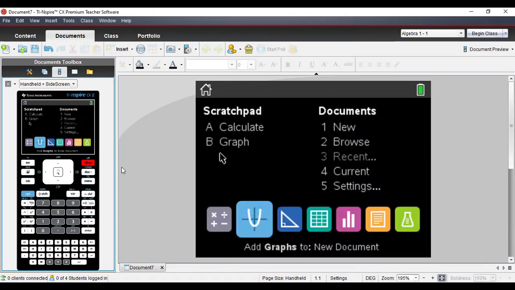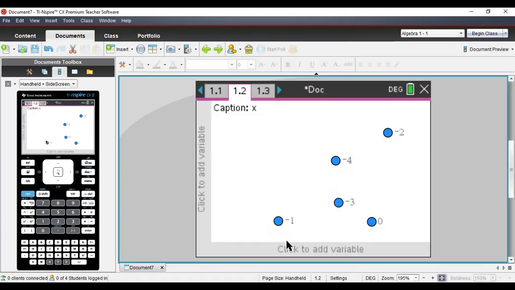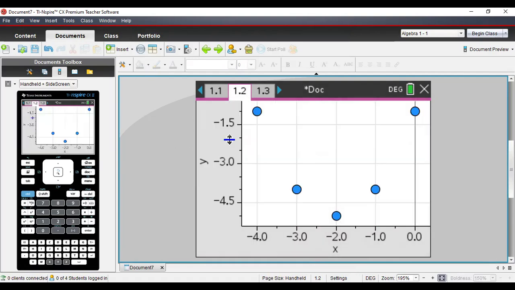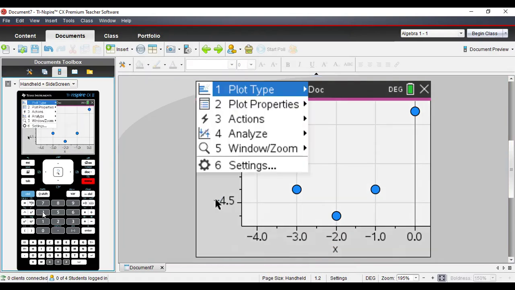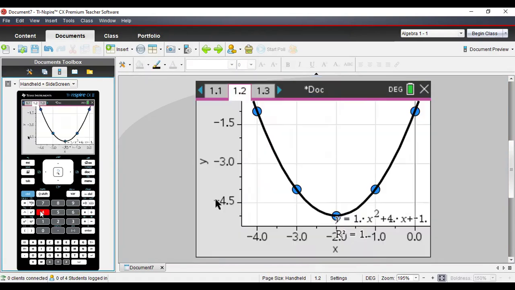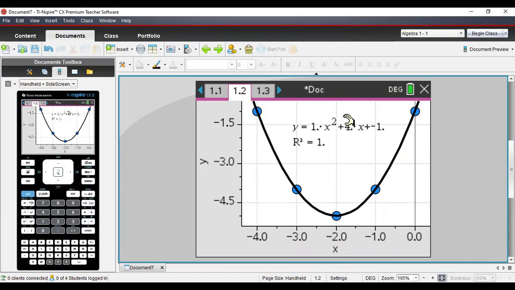So now what I'm going to do is go here, go to the data statistics. This is going to be the x. This is the y. And you can see it's a quadratic. I'm going to do menu 4, 6, 4. It gives me the equation right here.